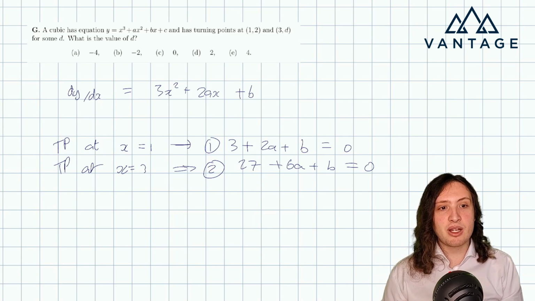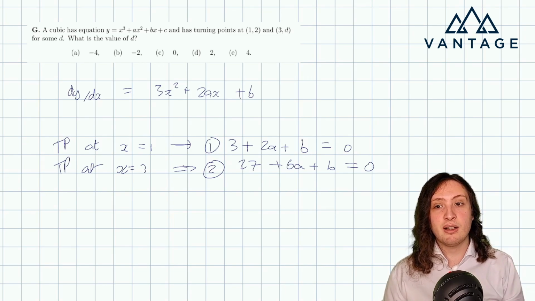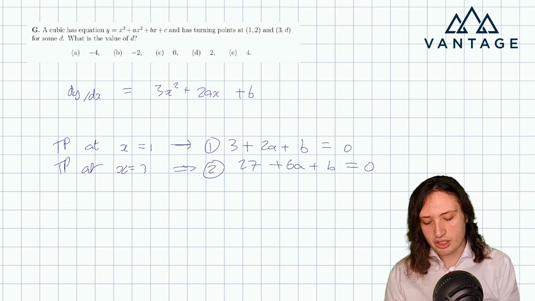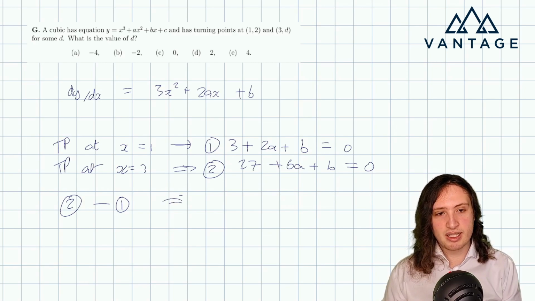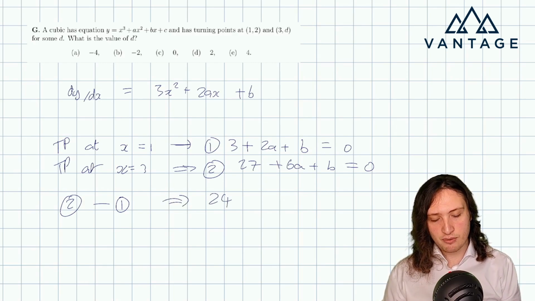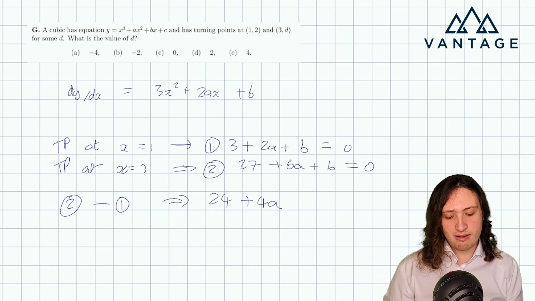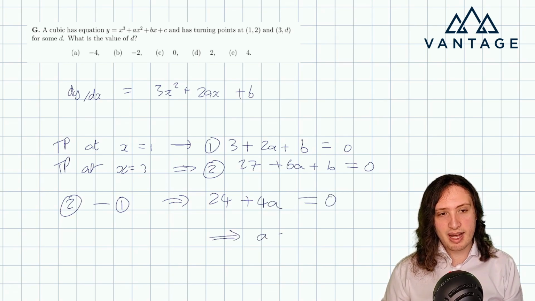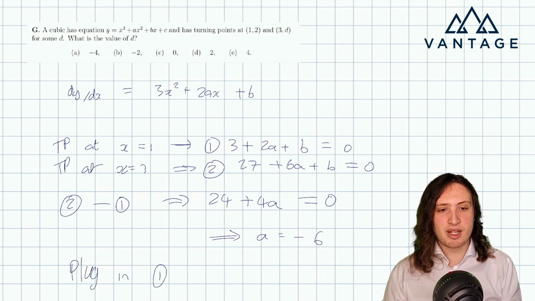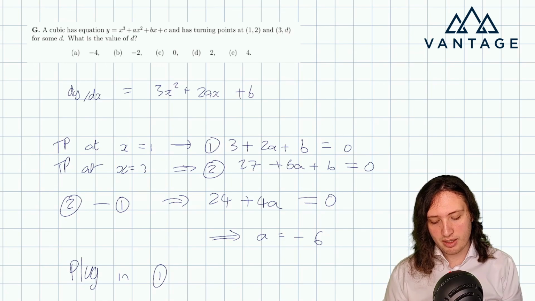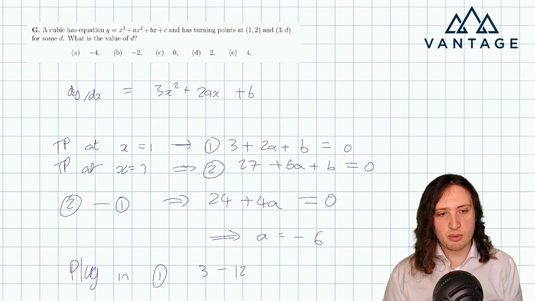So these are simultaneous equations which I can obviously solve to find a and b. Lots of ways one could do it, but I'm going to subtract equation 1 from equation 2, because then the b's cancel. So 27 minus 3 is 24. 6a minus 2a is 4a. b minus b by design is 0, so that's equal to 0. So I learn that a is minus 6. And then if I plug that back in either of the other equations, I'll go with equation 1, we'll find out what b is. So plugging in equation 1, we have that 3 minus 12 plus b is 0. So that means that b is given by 9.